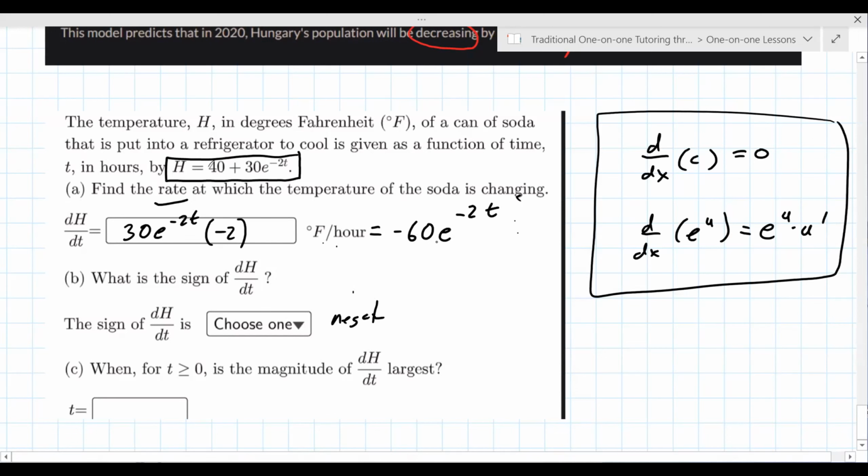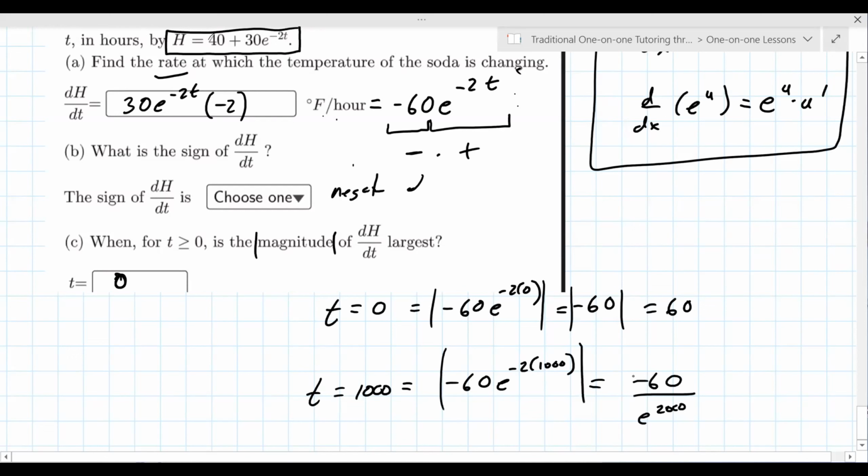Now, if you put in any other number, like let's say you put in t equals 1,000. It's negative 60e to the minus 2 times 1,000. This becomes negative 60 over e to the 2,000. And even doing magnitude, it's 60 over e to the 2,000, which is a huge number. This is basically 0. This goes to 0. So the magnitude of the graph of this thing starts at 60 and goes to 0 like that. I see what you mean.